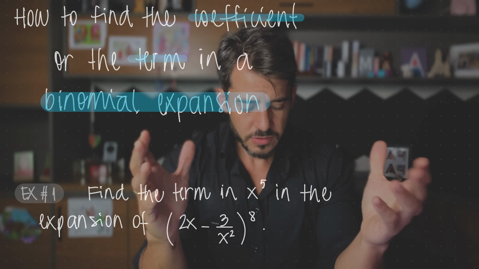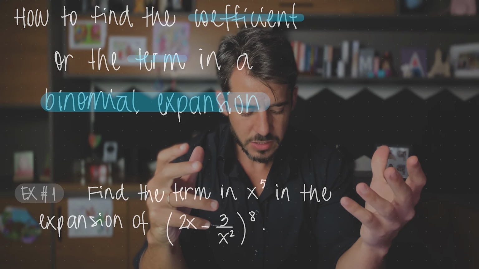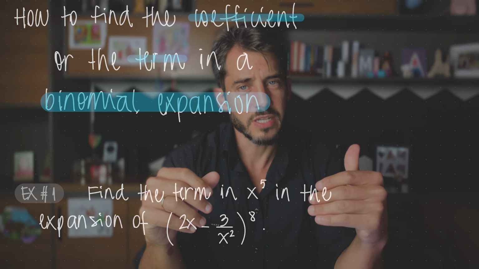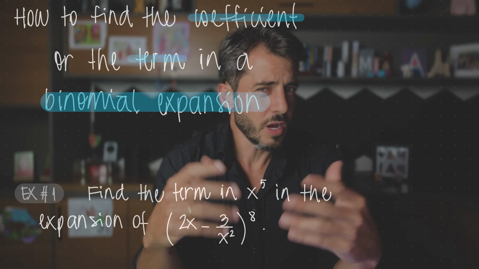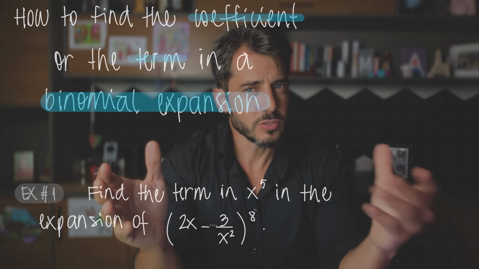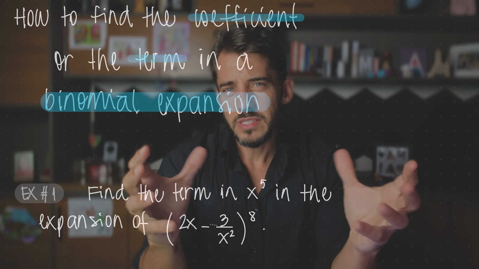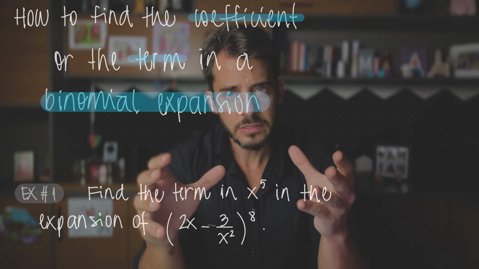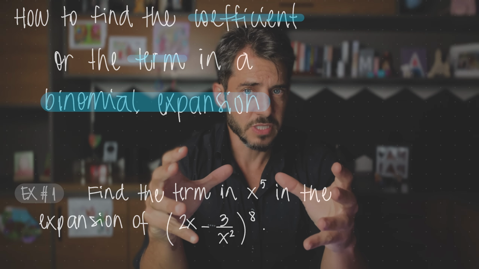Example number one is find the term in x to the fifth in the expansion of (2x minus 3 over x squared) to the eighth. So it would not be practical to expand the whole thing to find that term, which means that you have to carefully find that specific term. That's the purpose of the exercise.